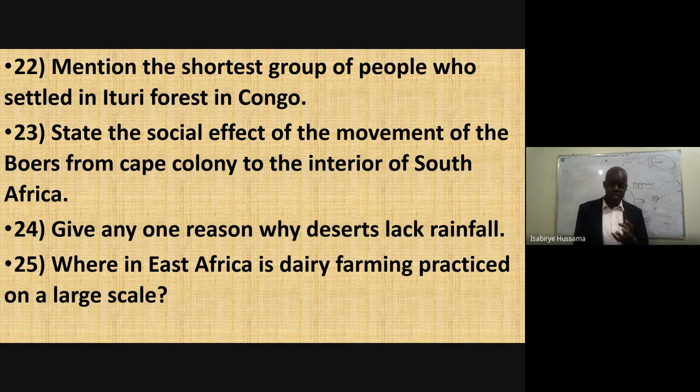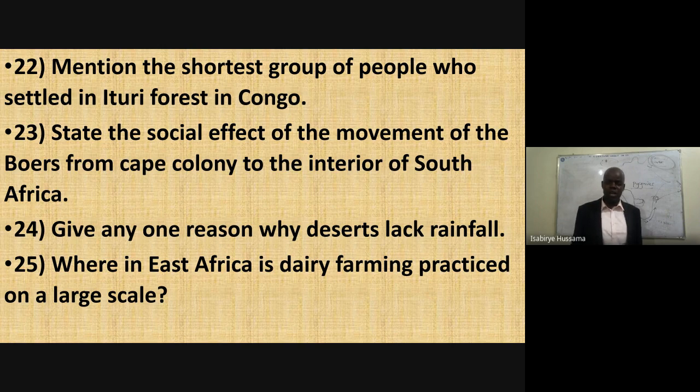To trek means to move or to walk a journey on foot. We have people who trek all the way from Kenya, all the way from Tanzania to Namugongo for the Martyrs' day. When they are going for the Martyrs, they trek. To trek means to walk a long journey. So the Great Trek was the movement of the Boers. They moved all the way from Cape Colony to the interior of South Africa.